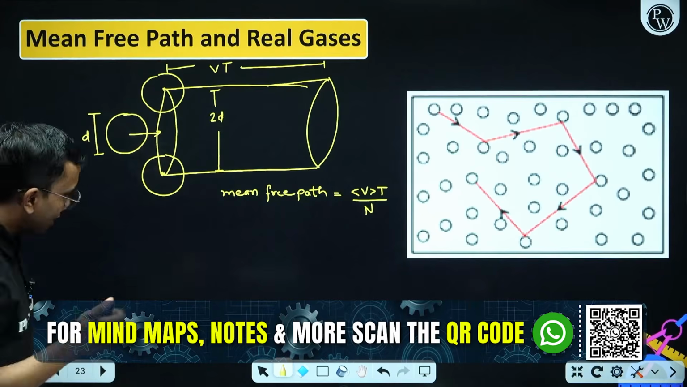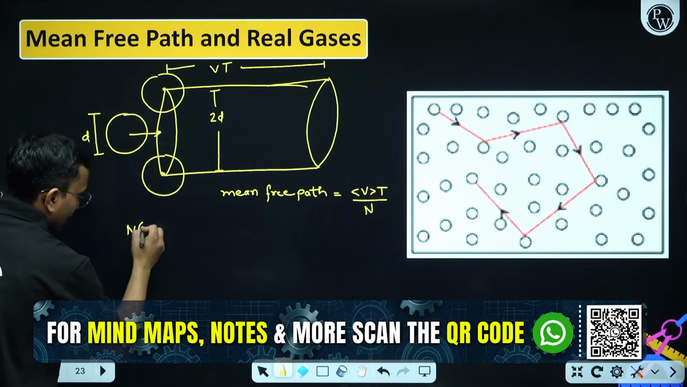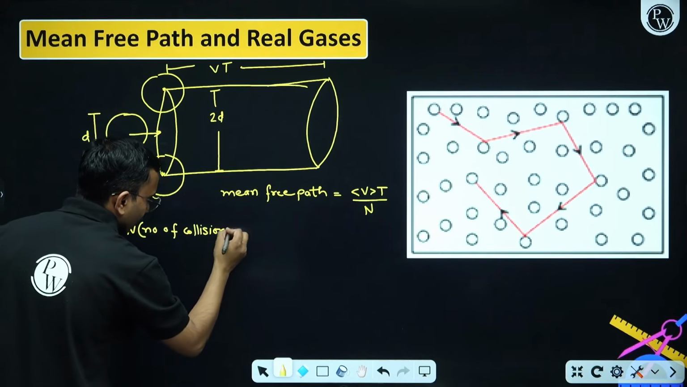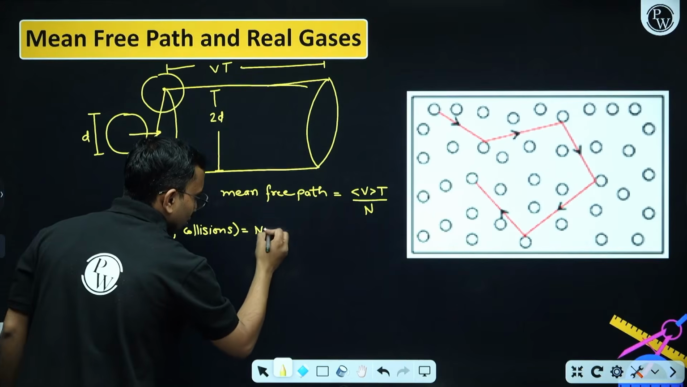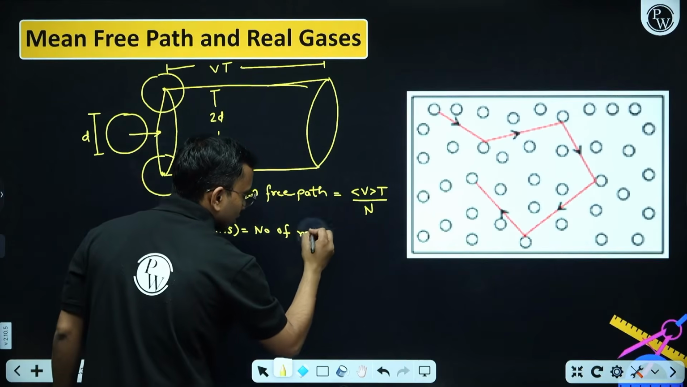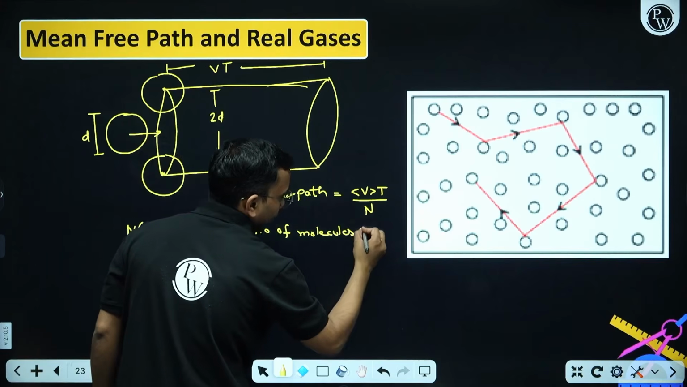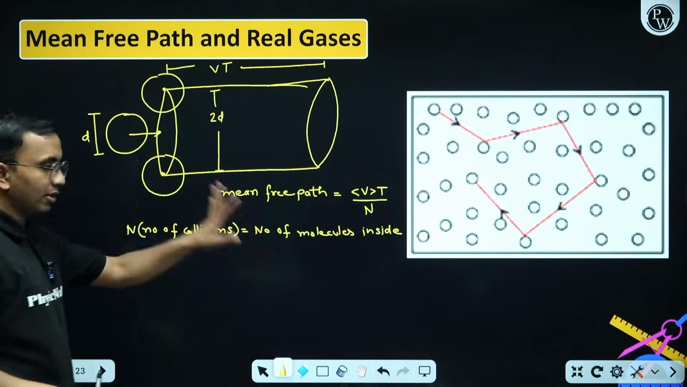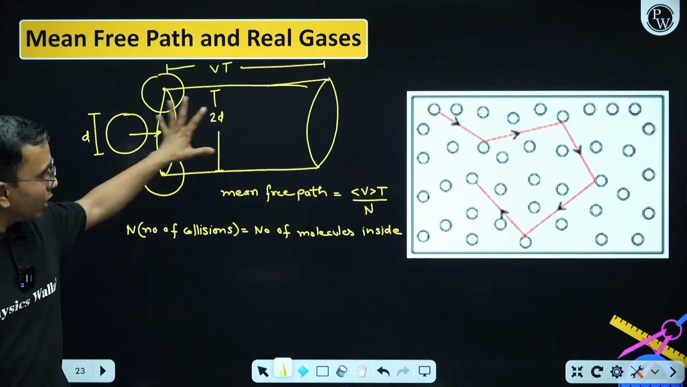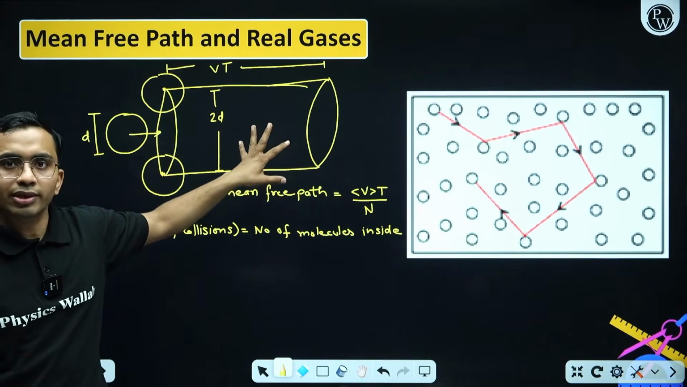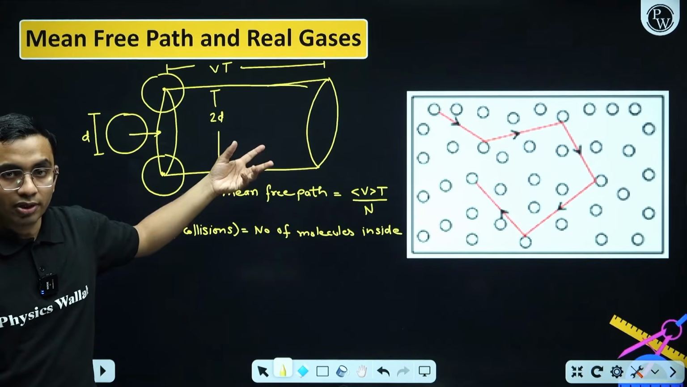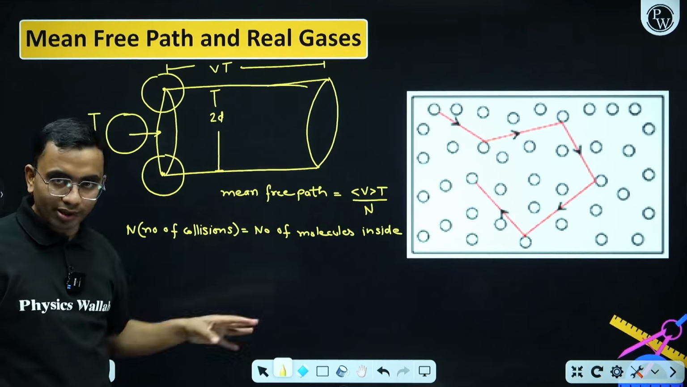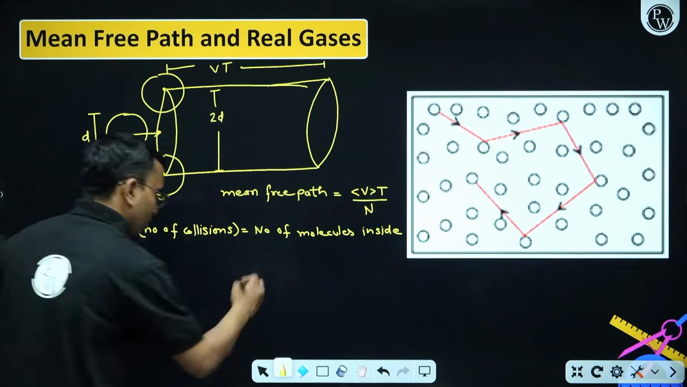So the number of collisions n will be equal to the number of molecules inside this volume. I'm just writing the number of molecules inside this. Inside this volume, how many molecules will there be? We don't know, so let us take the number count as n. So n molecules are there in space per unit volume.